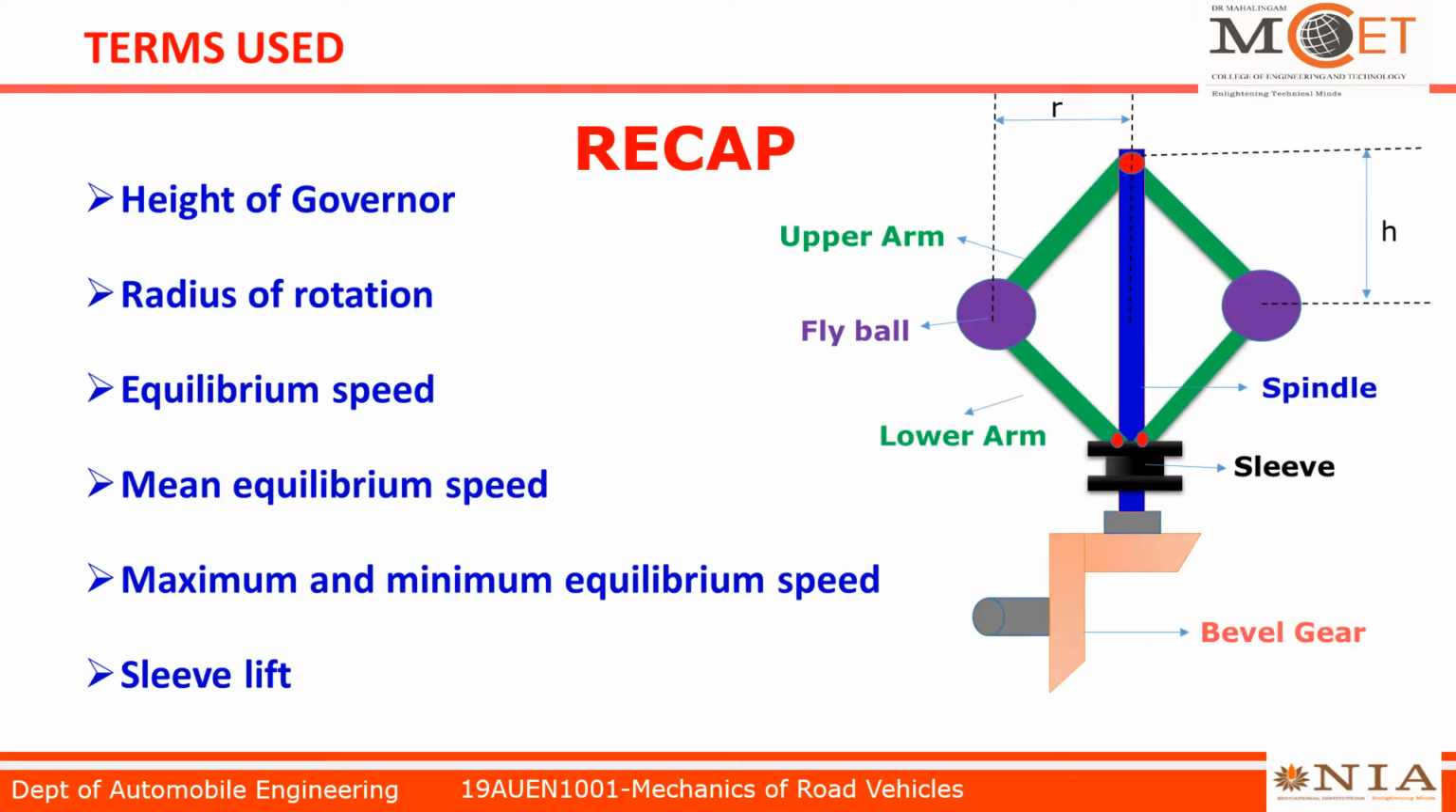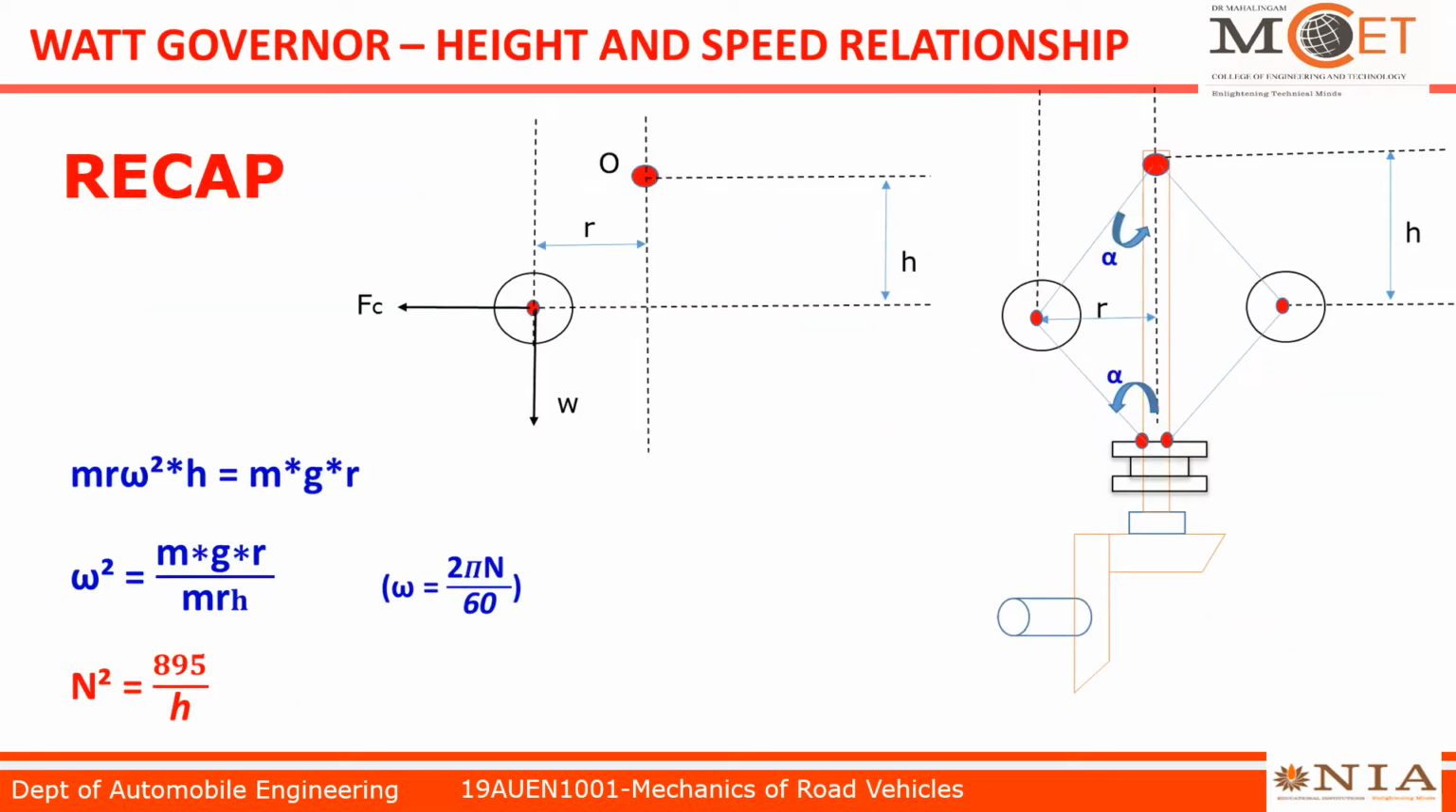We have discussed the 6 terms that we are following: height of governor, radius of rotation, equilibrium speed, mean speed, maximum and minimum equilibrium speed, and sleeve lift. The relationship between height and speed of Watt governor is N squared equal to 895 divided by h. Here N indicates the rotational speed of spindle, h indicates the height of governor. N is measured in RPM and h is measured in meters.